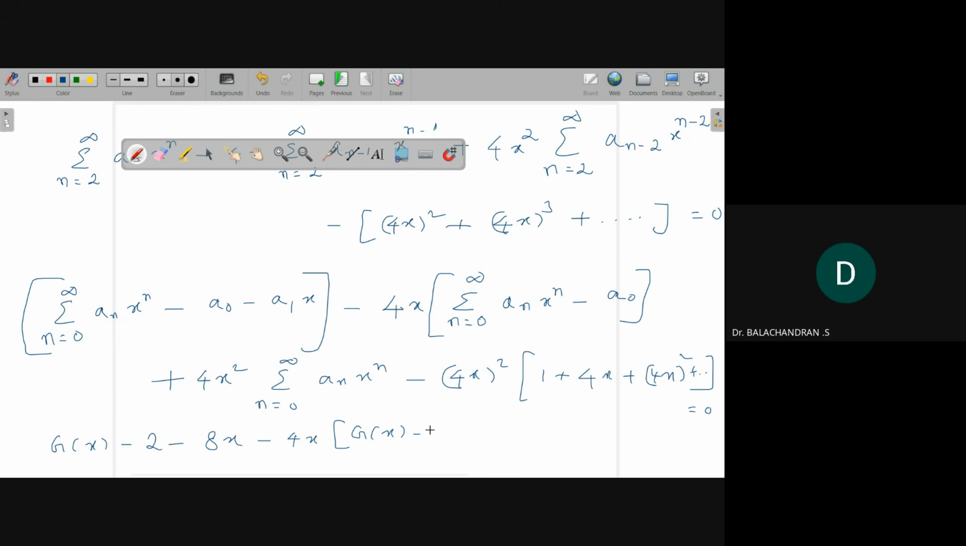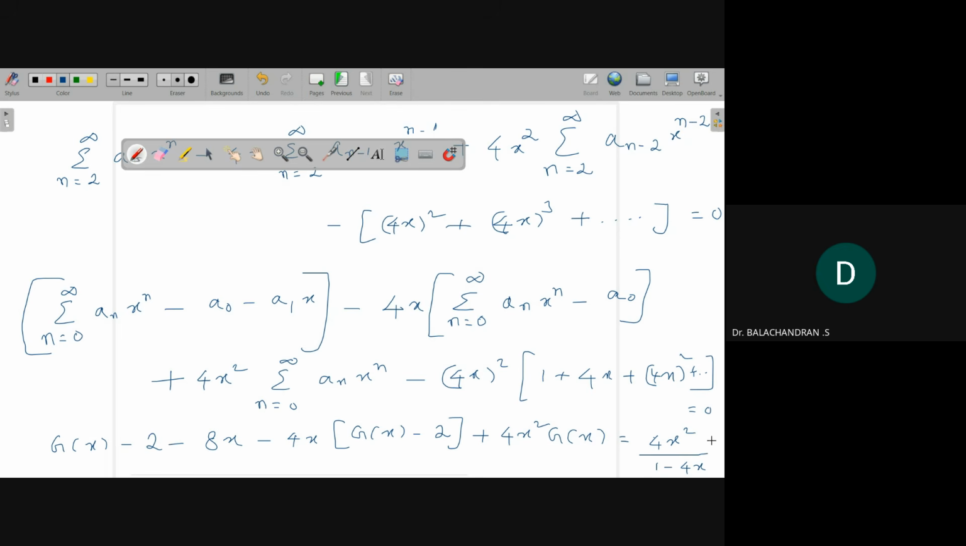minus a naught is 2 plus 4x square. Again, this is what? G of x, which is equal to this. This is coming to right side. So 4x square into actually what? 1 minus 4x whole power minus 1. I will write the denominator. 1 minus 4x whole power minus 1. Actually, you should write what? Equal to 4x square into 1 minus 4x whole power minus 1.